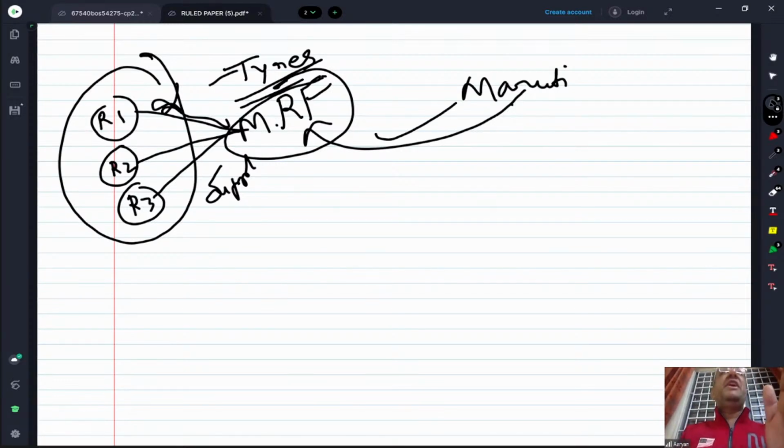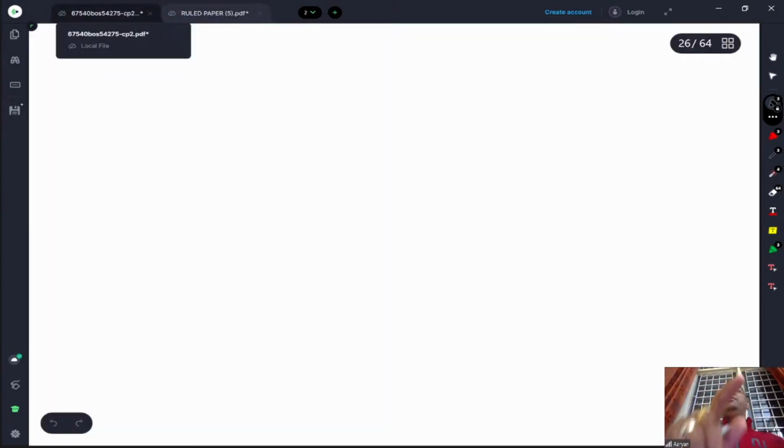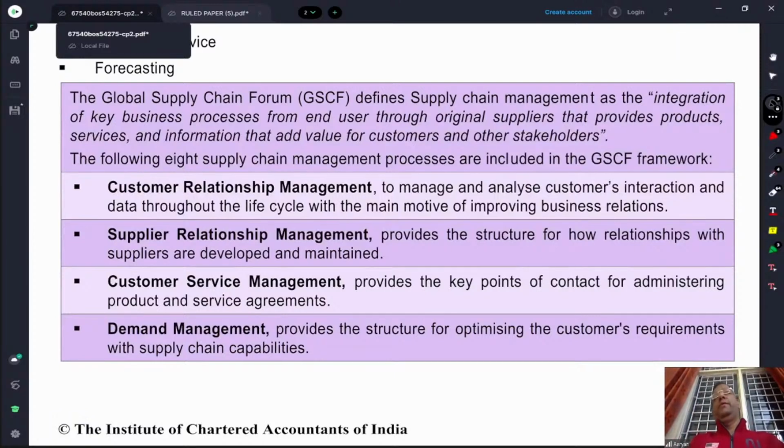So in supply chain management, not only the supplier from whom I am purchasing the raw material is considered, but also the one from whom my supplier is purchasing the raw material is covered in this point. Clear, beta? So see the selection of words: integration of business process. What is key business process? Where did it start? It did not start from the original supplier; it started from the end user to the original supplier, that benefits not only the customer but also the other stakeholders. So please write down, beta.